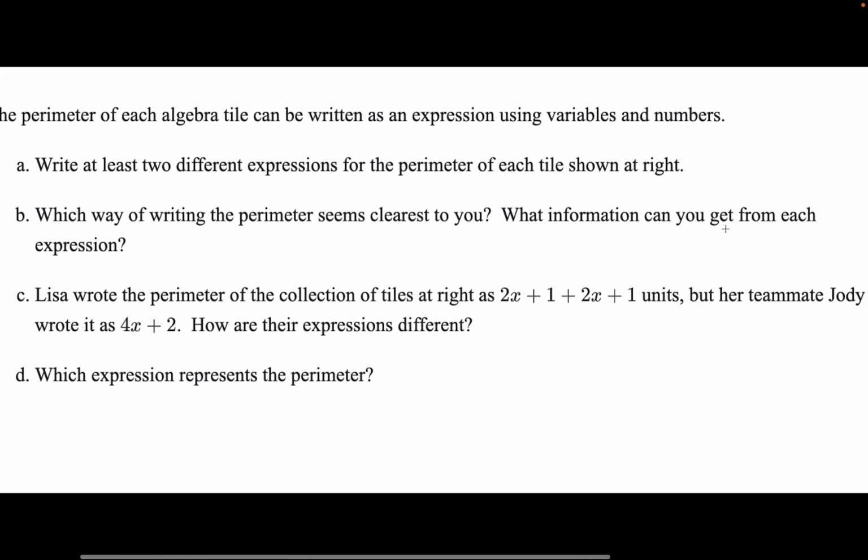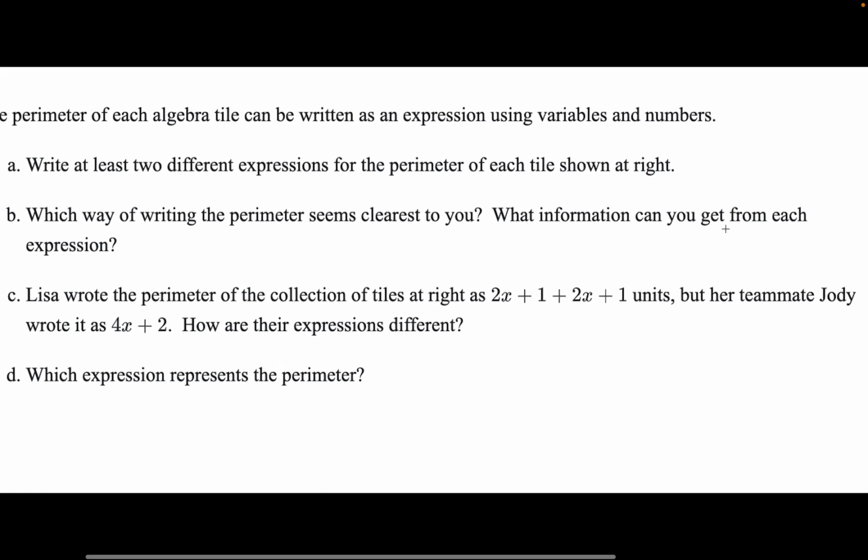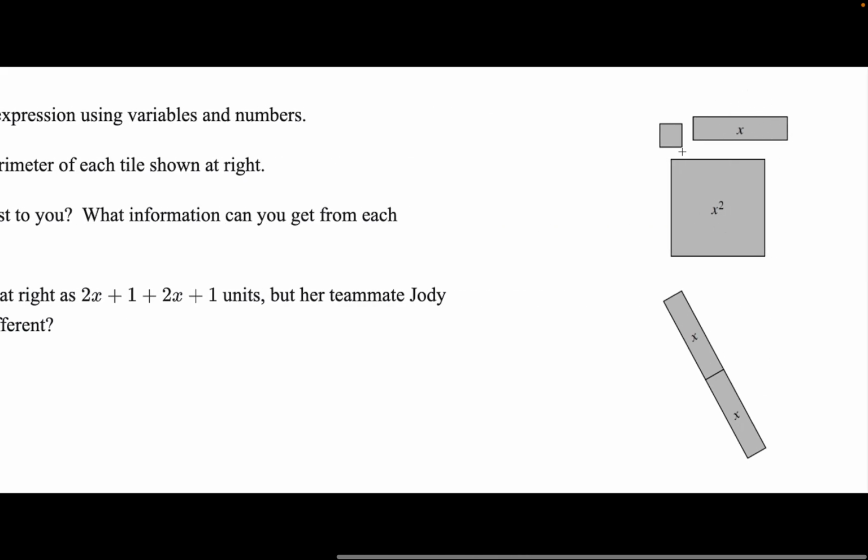So the information you could get from each expression in the simplified form, you can get the total perimeter, but in the expanded form, if you wrote out every individual side, you could even tell how many sides the figure has, because 1 plus x plus 1 plus x would tell you that there are 4 sides to the shape.